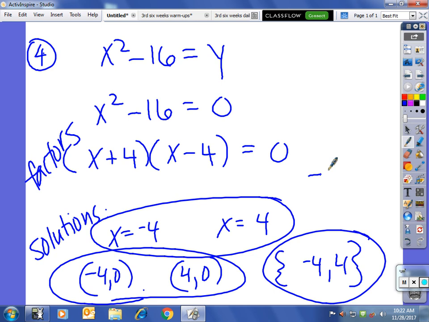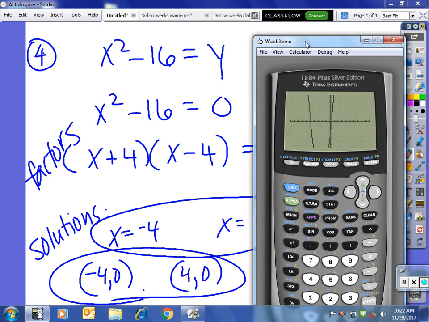What they shouldn't do is write it like this. That would be a typo. Why shouldn't they write it like that? That looks like a point, -4, +4, and that point is not on the graph. All right, let's just check it real quick. Y equals x squared minus 16. Well, sometimes when kids see difference of two squares, they forget how to factor it. See how it's crossing at -4 and +4.